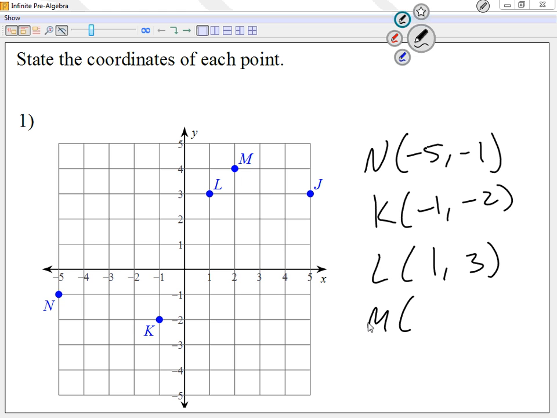What do you guys get for M? Good. 2, 4. And J, what do you guys get? 5, 3. Good. Once again, the order of the letters, you don't have to put them in alphabetical order. It doesn't matter which order you put them. Just list them all and then write the coordinates. So we have the same thing for the first 10 questions. Anything for the first 10?